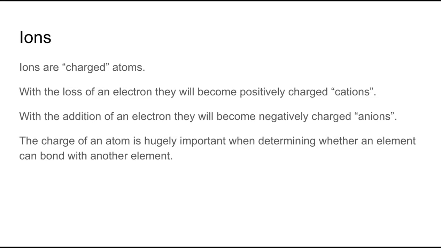Ions are charged atoms. With the loss of an electron, they will become positively charged cations. With the addition of an electron, they will become negatively charged anions. The charge of an atom is hugely important when determining whether an element can bond with another element.